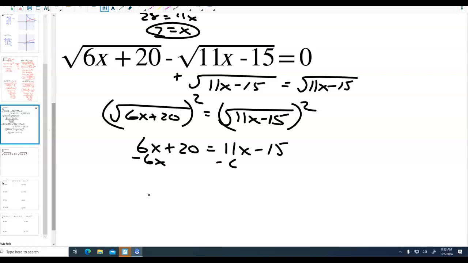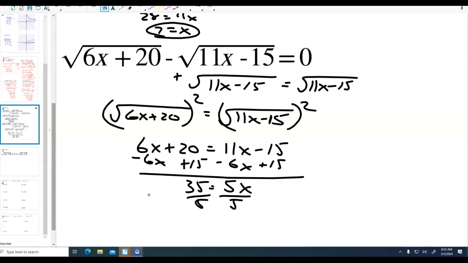I'm going to subtract 6x on both sides. I'm going to add 15 to both sides. 35 equals 5x. We divide by 5. And my x equals 7.